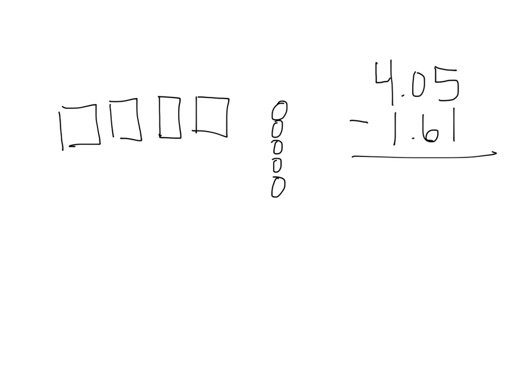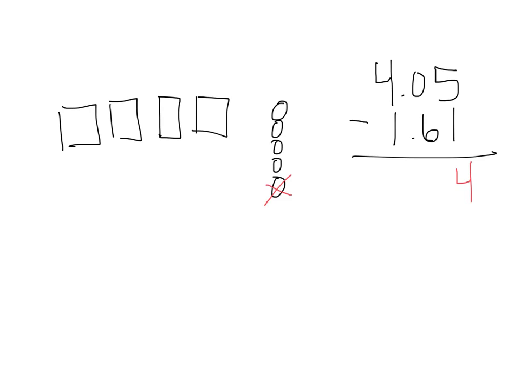I'm going to start with my hundredths. So 5 minus 1 equals, well, let's just cross out our hundredths. That is 4. Now, I'm going to look at my tenths. I have 0 tenths, but I need to take away 6. How can I do that?